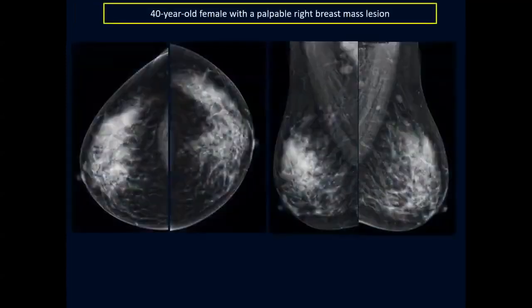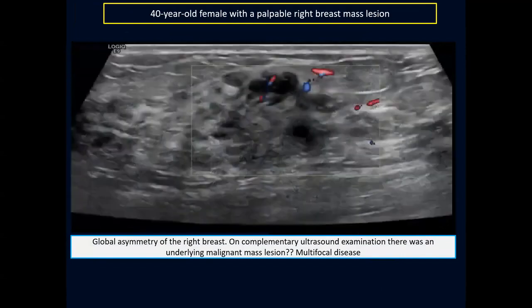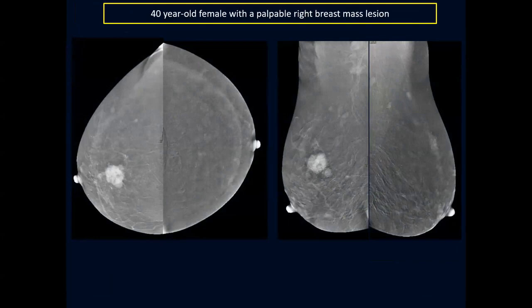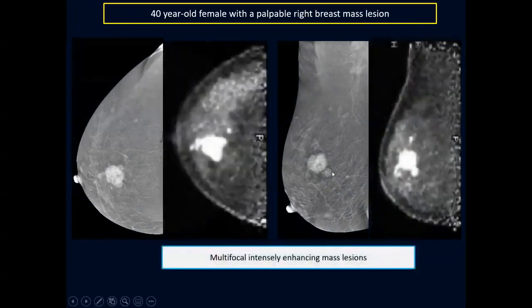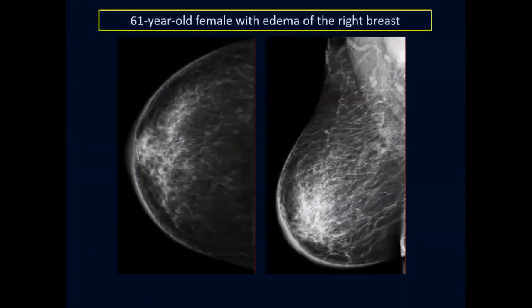This is a 40-year-old female with a palpable right breast mass lesion. She had a global asymmetry of the right breast, and on complementary ultrasound examination, there was an underlying malignant lesion, and we suspected that it was a multifocal lesion. This was the contrast mammogram, which revealed 2 adjacent mass lesions within the right breast, and this was the PEM, which added even more lesions to the contrast mammogram with a much wider extension than the contrast mammography.